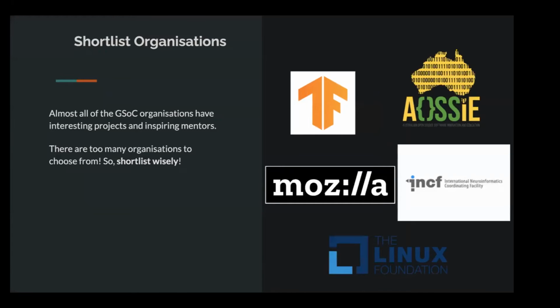Okay, so this was about what Google Summer of Code is and how it works. What should be your strategy? First of all, shortlist organizations. That is the most important part. How to shortlist the organizations?